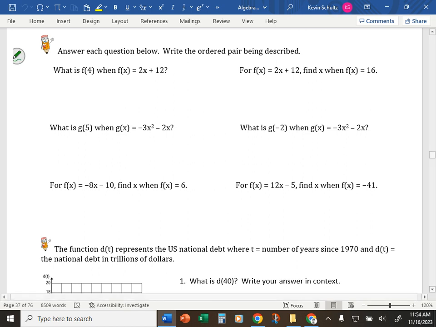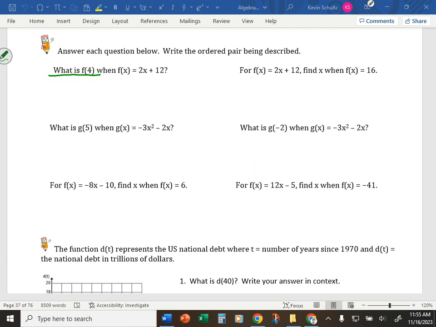Pay attention. What am I giving you? Right? When it says, what is f of 4? Is that 4 for x, or is that 4 for y? Which variable did I give you? Find f of 4. What does 4 get plugged in for? X or y? What are you plugging that 4 in for? Does it go in for x or in for y?